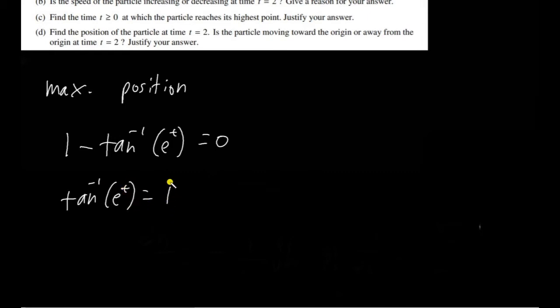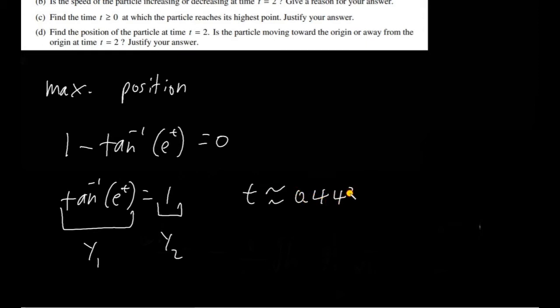And now what you're going to do is just plug this into your graphing calculator, where this will be y1, this will be y2. You can graph it and then find the intersection point, and that'll be your t value. And if you do that, you will get that t is approximately equal to 0.443, okay? So this is really just a candidate point to make sure that it's the actual maximum.